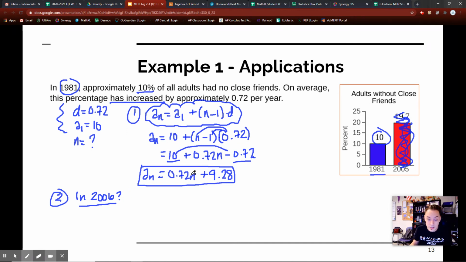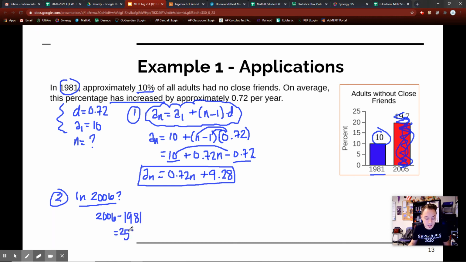Okay, in 2006, how many adults don't have any close friends? Let's use this formula. Now, first of all, the thing I need to notice, again, is 1981. We started with 1981. If I want to go from 1981 to 2006, how many years have truly passed here? So I take 2006 minus 1981. How many years does that give me? This gives me 25 years.